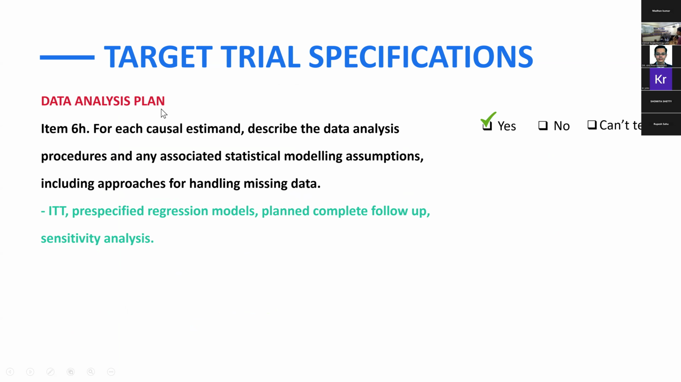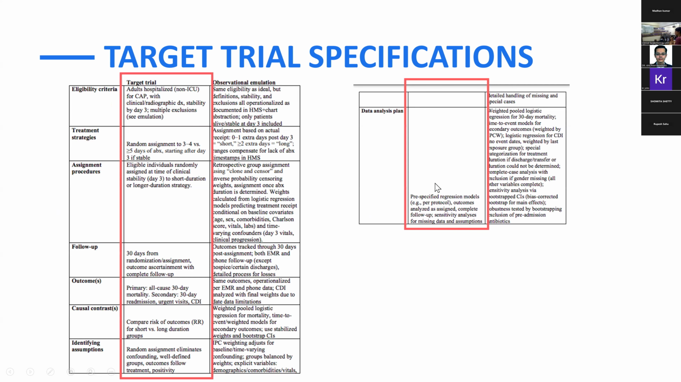Then the next part is the data analysis plan of a target trial. Here they have done a good job. They have said they want to do intention to treat. They have a pre-specified regression model, planned complete follow-up, and they have planned a sensitivity analysis also. All this is mentioned here in the data analysis part. With this we come to an end of what they had specified about the target trial.